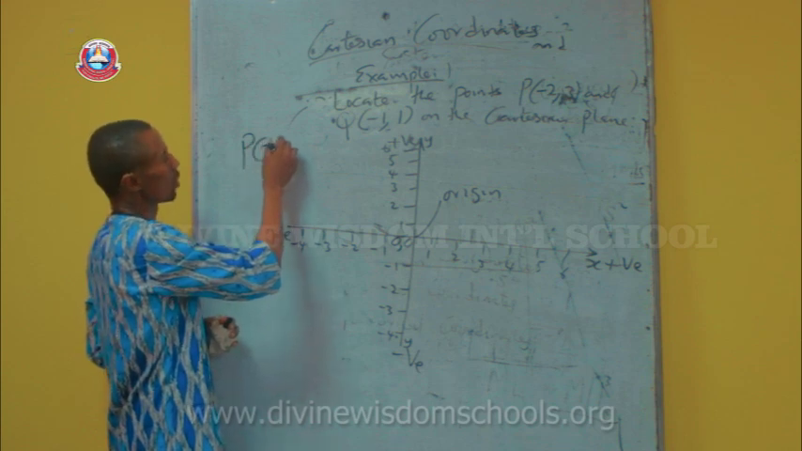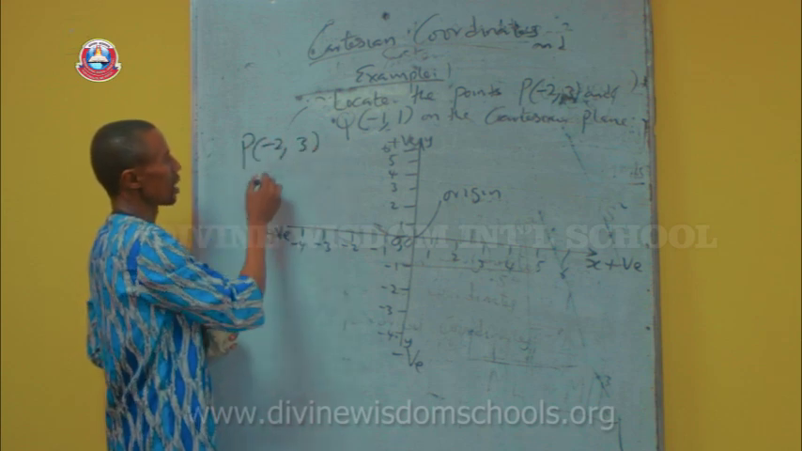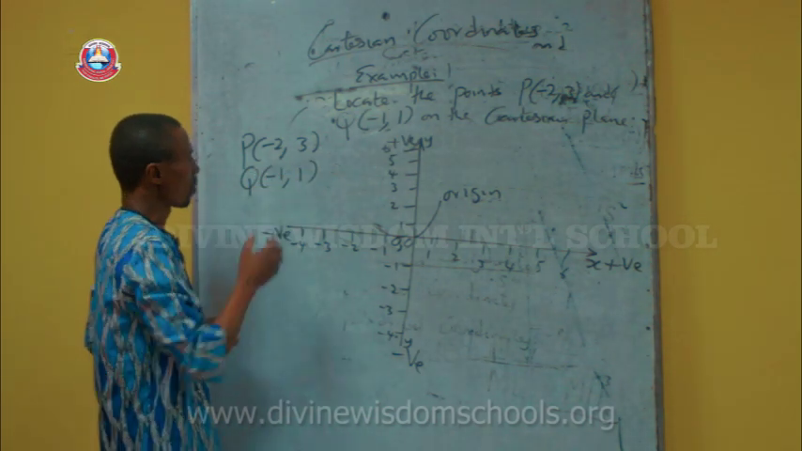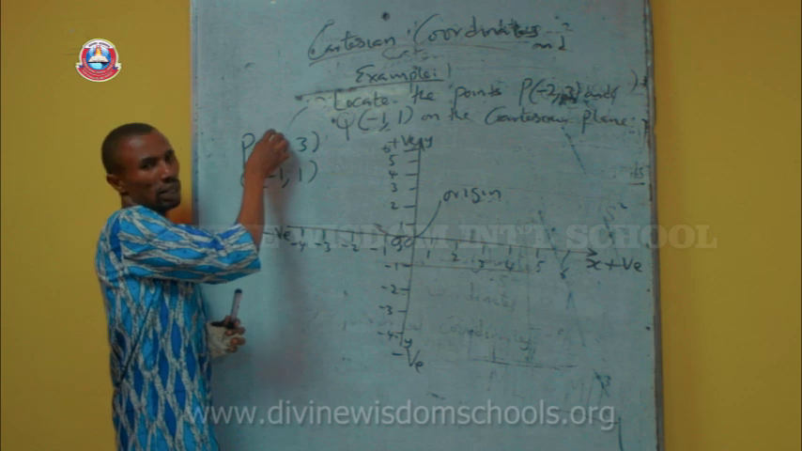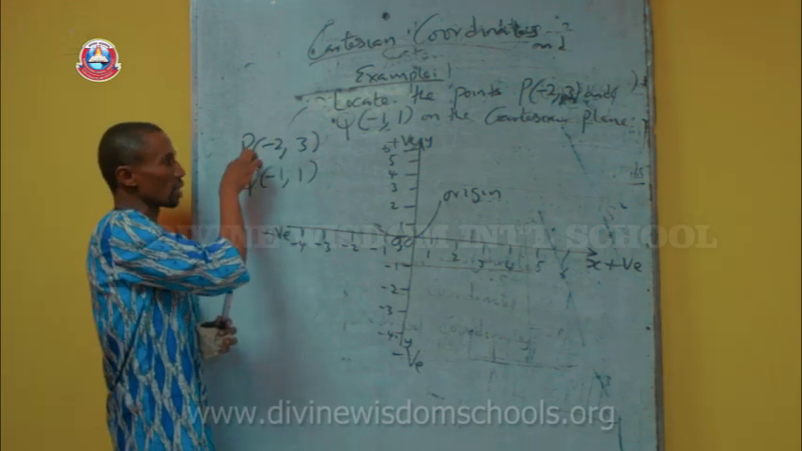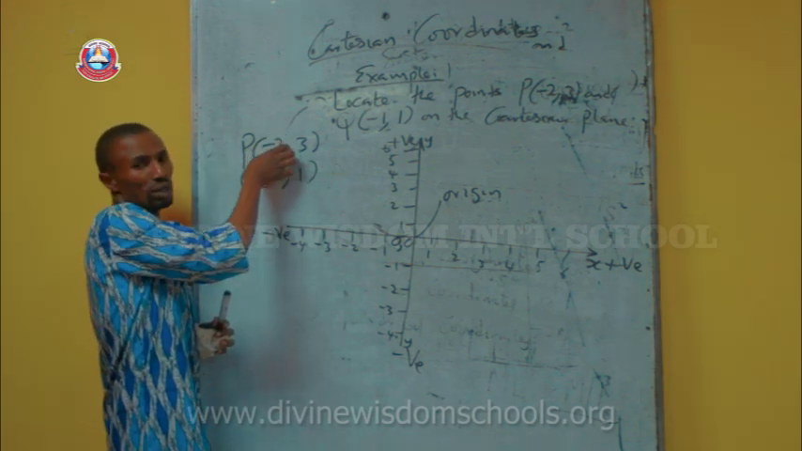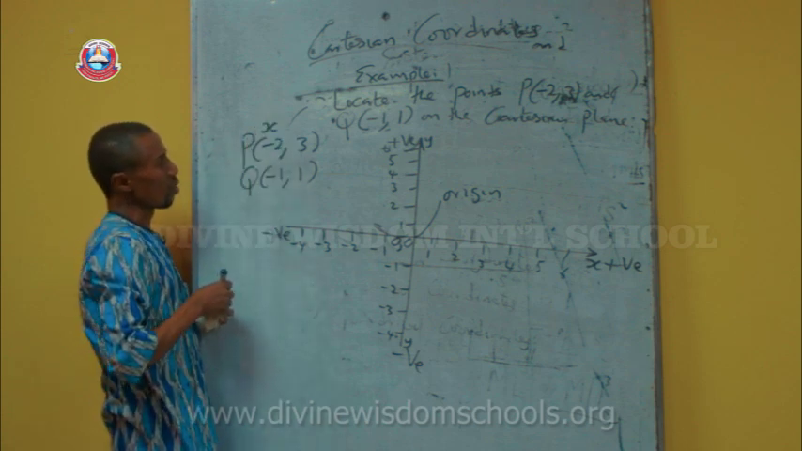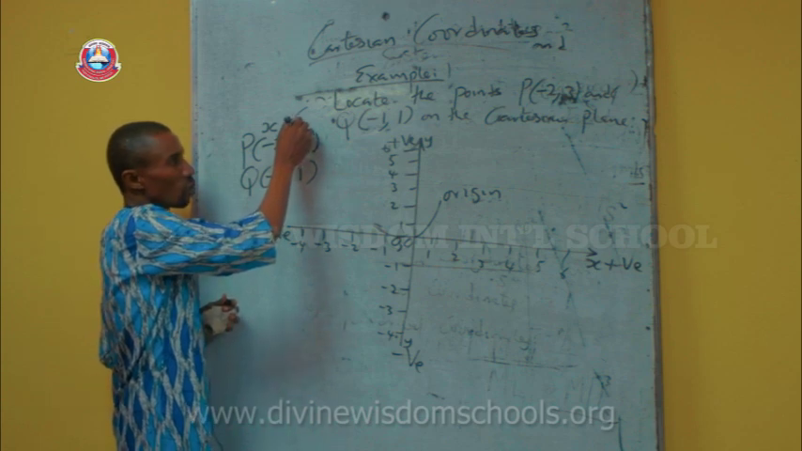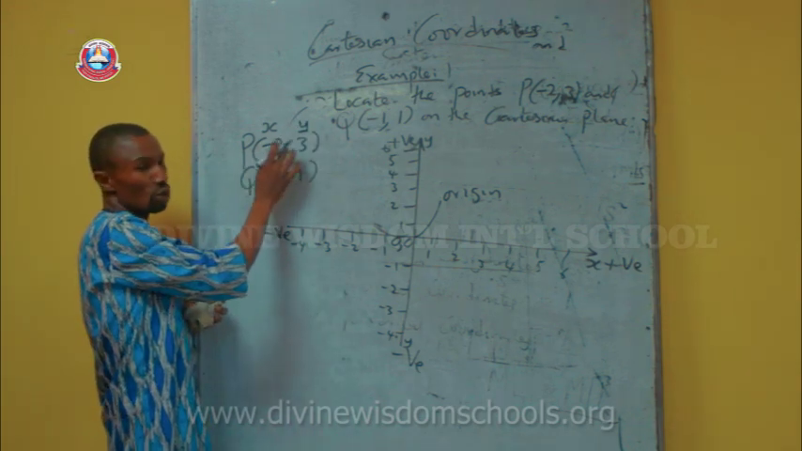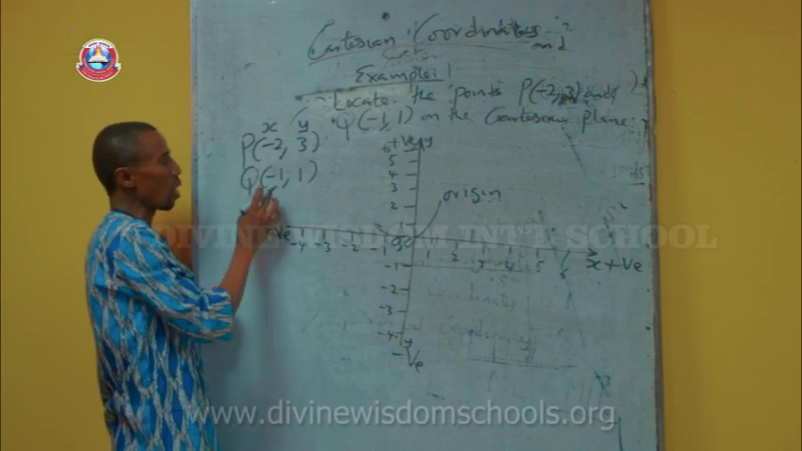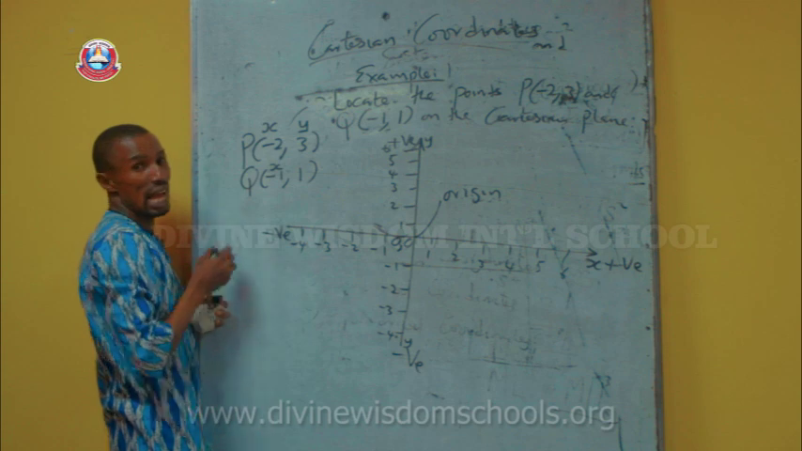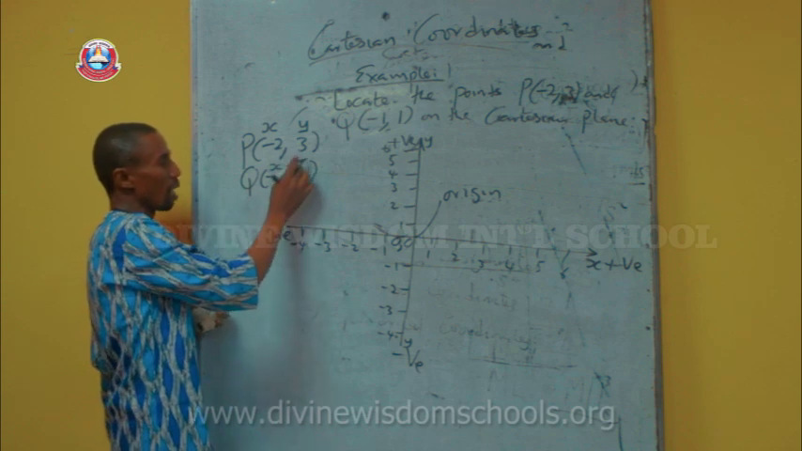P is -2 and 3. Then the next one is Q, which is -1 and 1. Simply, the first number you are seeing in the first point, which is P, is on the x-axis, and the second one will be on the y-axis. These are the two values inside the first point. While the second point, the same thing applies. The first number we have here goes to the x-axis, while the second number goes to the what?